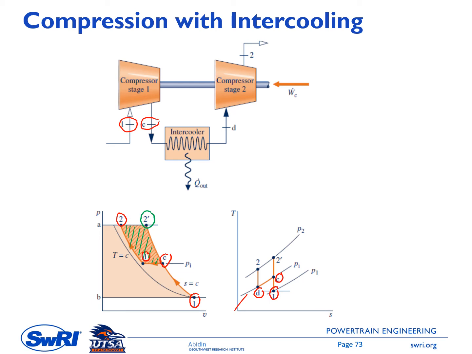Okay, but there is a drawback of this intercooler in case you only use an intercooler in the gas turbine system. At the entrance of the combustor, the temperature of the working fluid decreases from state 2 prime to state 2. So it means you need more Q in to bring this mixture from state 2 to state 3.